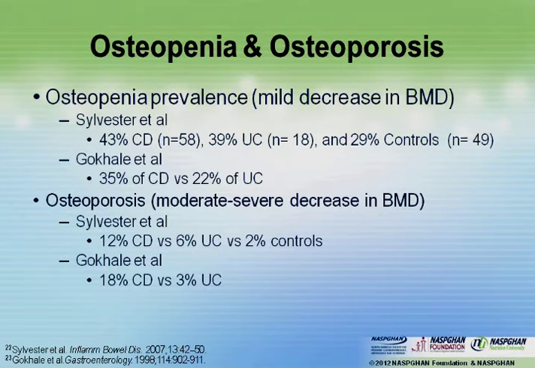When you looked at moderate to severe bone mineral density, 12% of the Crohn's patients versus 6% and 2% of controls in the Connecticut group versus 18% and 3% of the UC patients. So essentially, Crohn's disease also predisposes patients to have low bone mineral density for a multitude of reasons, including uncontrolled inflammation, calcium malabsorption, low calcium intake, and perhaps growth hormone resistance.